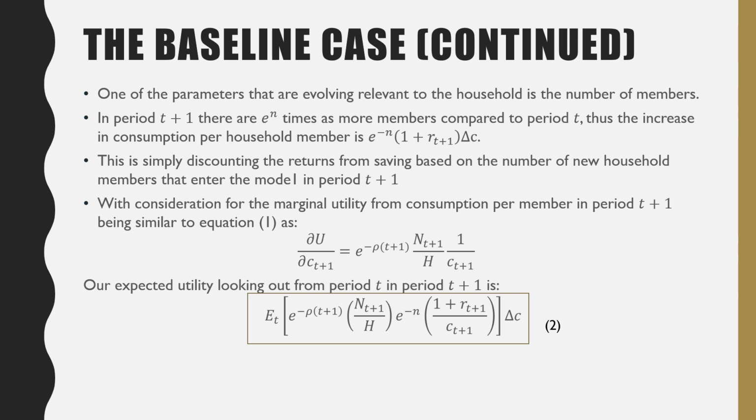With consideration for the marginal utility from consumption per member in period T plus 1 being similar to equation 1, it's just a symmetric type of pattern since we're dealing with a discrete summation. We have the same sort of condition. So our expected utility looking out from period T to T plus 1 is the following. This is not really what you'd expect, but we're also factoring in this discounted utility value.